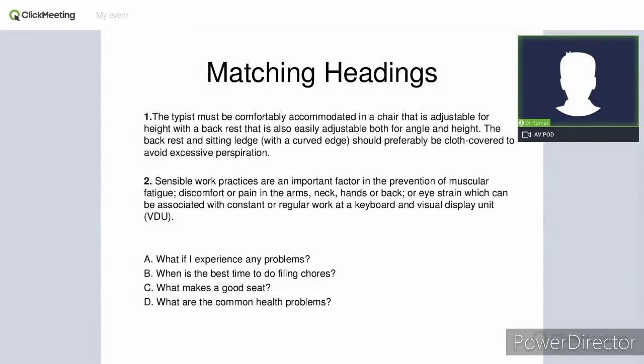When is the best time to do filing shows? Filing shows, shows means work. So best time for filing shows. Is there something related to filing shows? I cannot get to that. So let's move on to the next question.